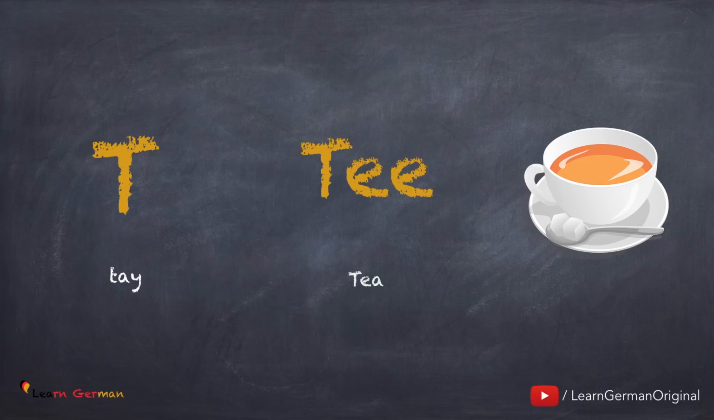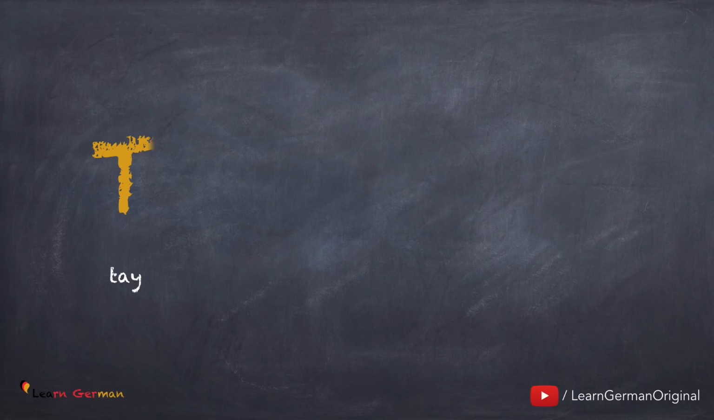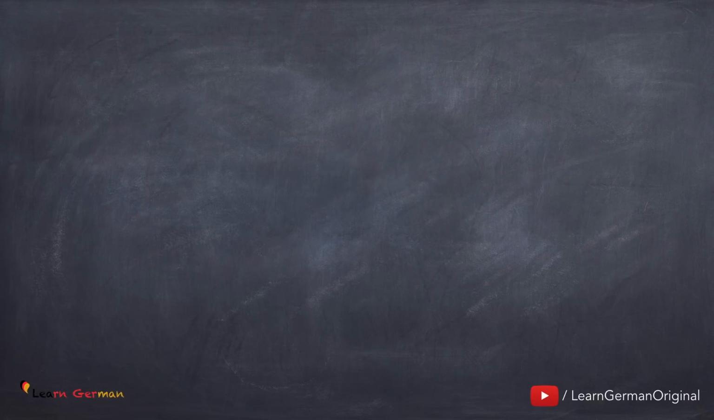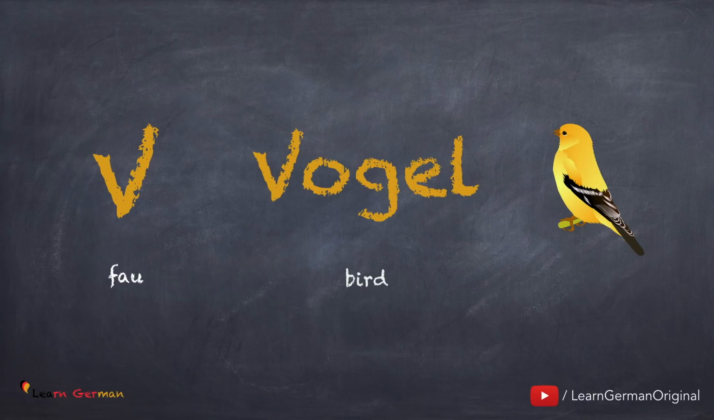T. Tee. Tee is a little softer than it is in English. U. Uhr. V. Vogel. V has a sound of F.